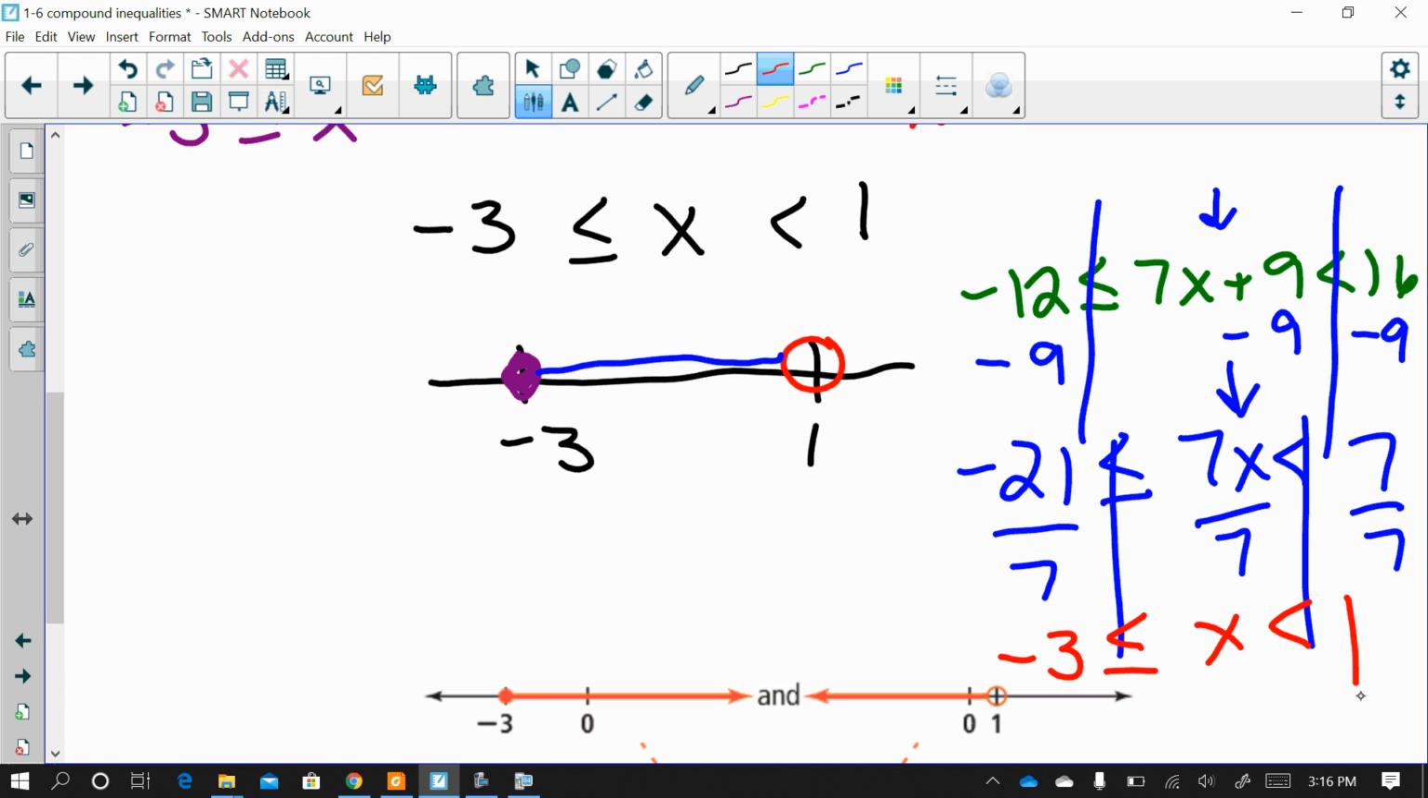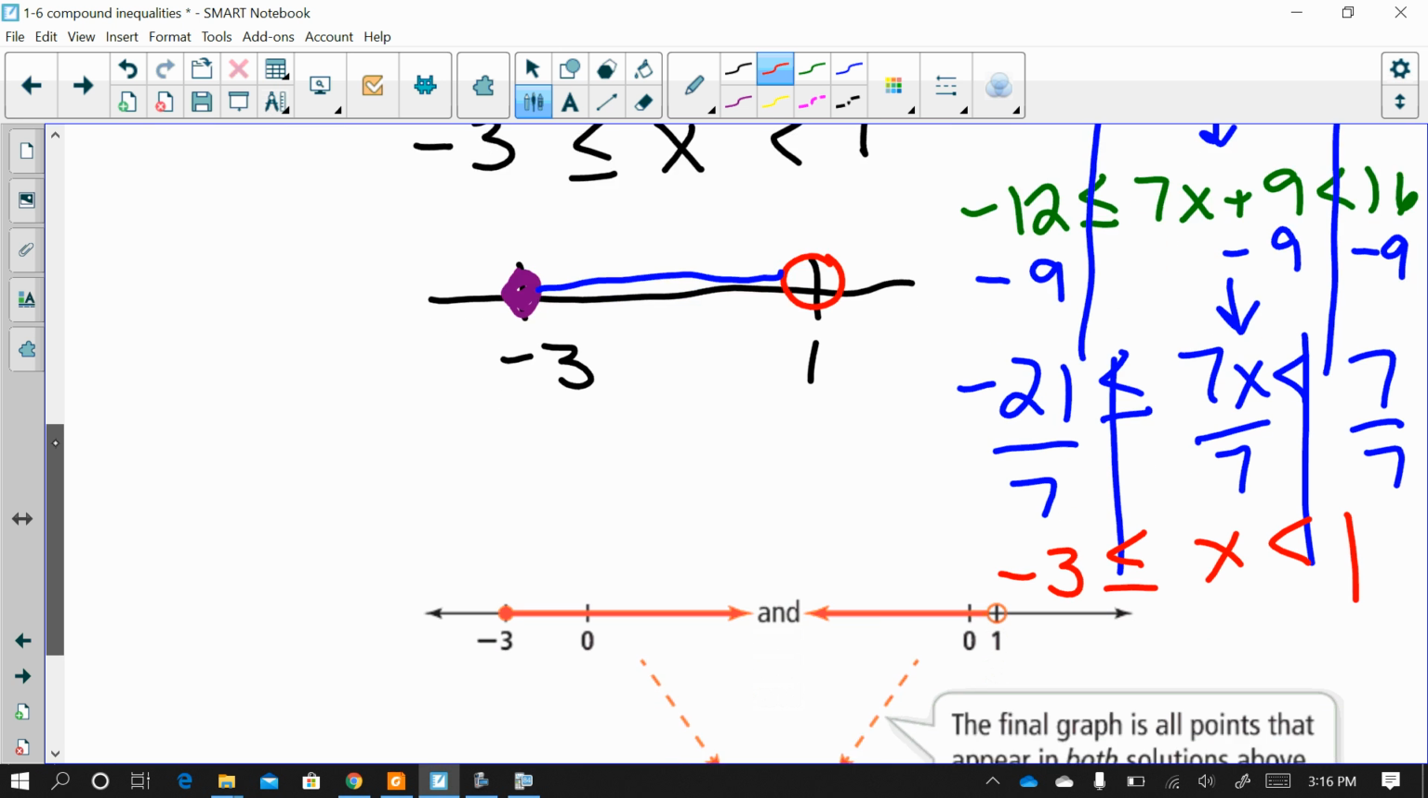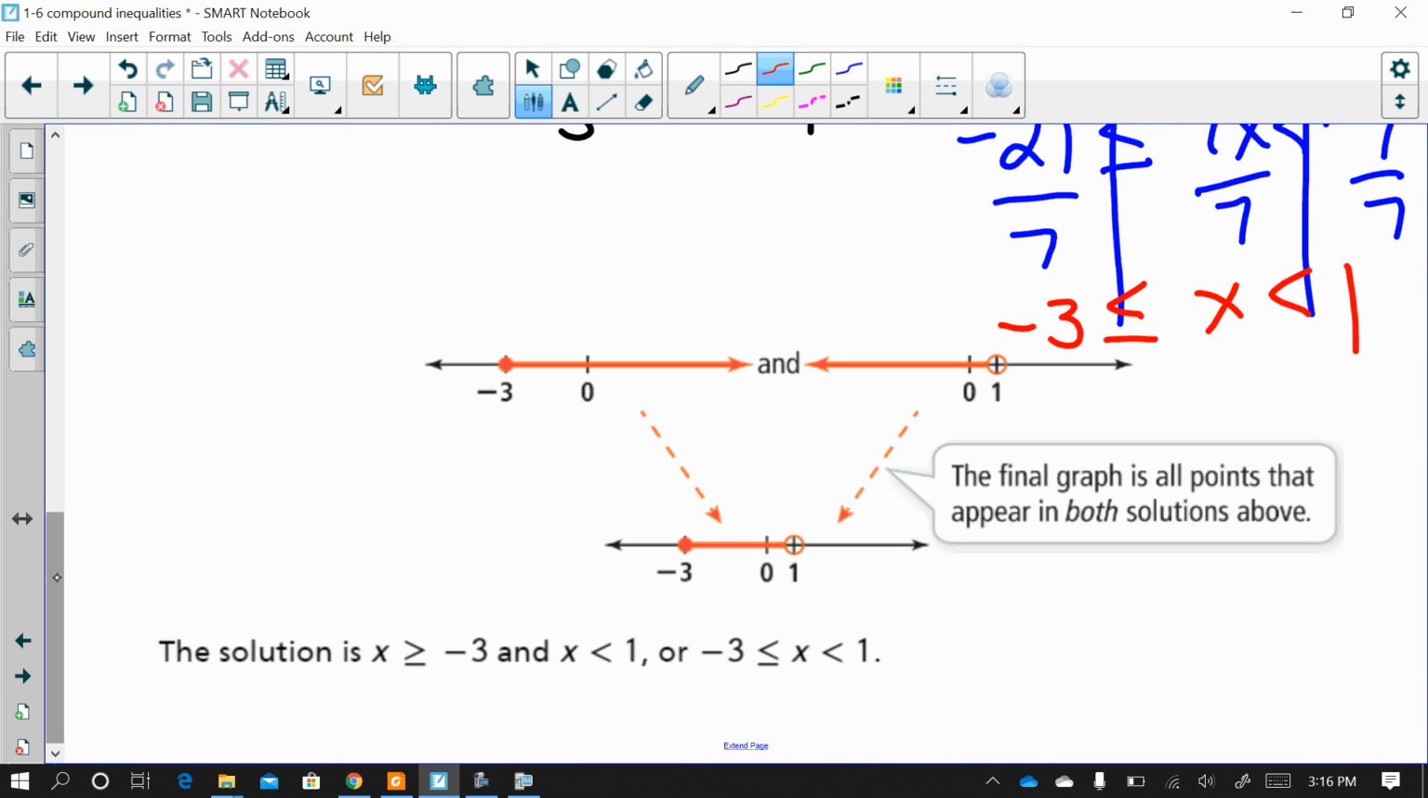Okay? I don't care which method you choose. Some people like splitting it up because it's a little less confusing. Some people like doing it all in one go. I do not care. Okay, so remember with the AND, the final graph is all points that appear in both of the solutions. Okay, so you really want to look and see where they overlap. The AND is where they overlap. And you could write it like this, or all smushed together. I do not care.